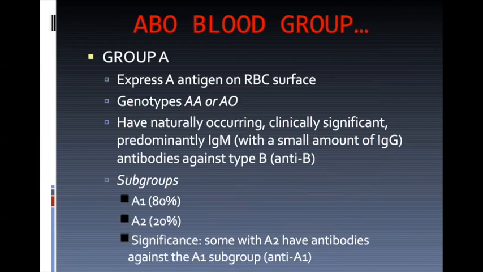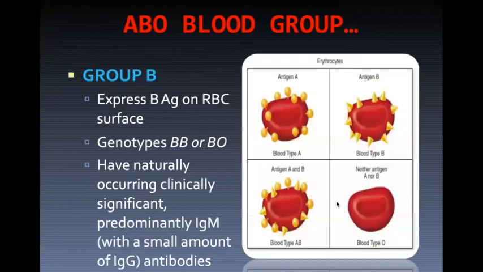First, group A. It expresses the A antigen on the RBC surface. Genotypes AA or AO have naturally occurring, clinically significant antibodies, predominantly IgM with a small amount of IgG, against type B, or anti-B. Subgroups are A1, 80%, and A2, 20%. Some with A2 have antibodies against the A1 subgroup.